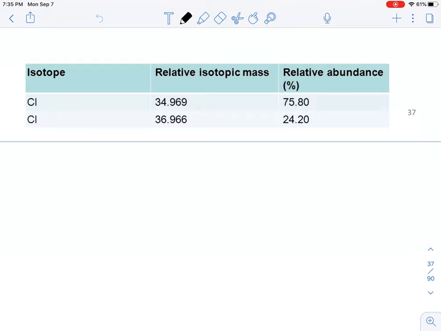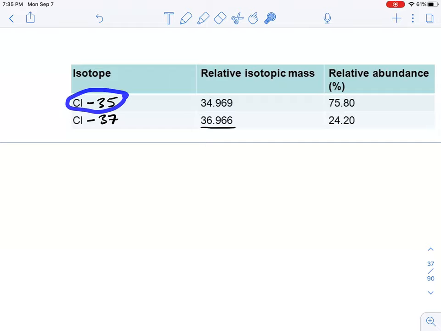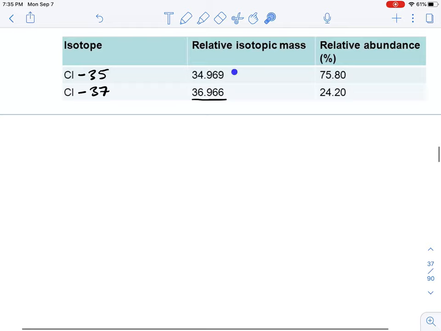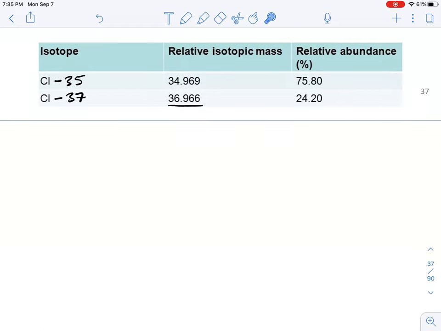And so since the mass of the first isotope is 34.969, we can go ahead and say that this is chlorine 35. We can shorthand it. And since the relative isotopic mass is 36.966, I can round that up to 37 to shorthand it. So this is basically isotope chlorine 35, isotope chlorine 37. Okay. But when you are using this in the formula, you need to keep the whole number. Okay. So the next column is going to be the relative abundance.